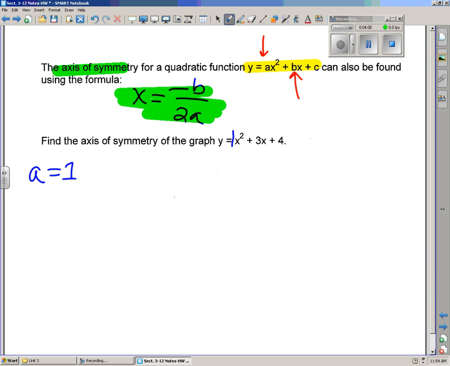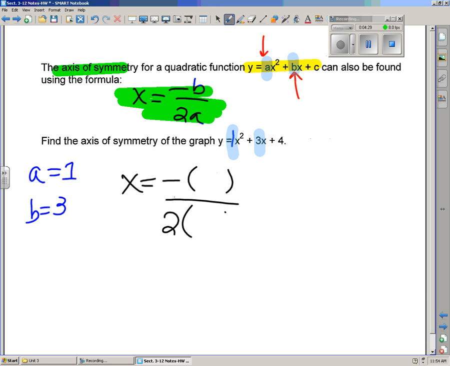The b is the value attached to the x term. So b in this case equals 3. Again, you're just looking at what's happening in the given equation. There's your a, there's your b. So when you plug this into the formula, I always kind of do like a skeleton, x equals negative, open parentheses, over 2, open parentheses. So the b gets plugged in on the top, the a gets plugged in on the bottom.